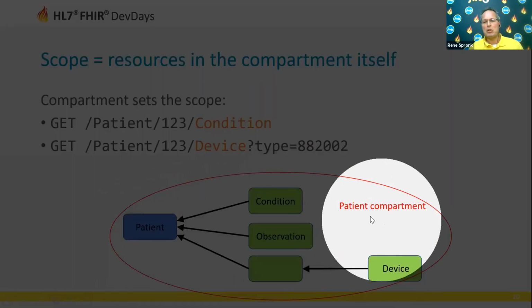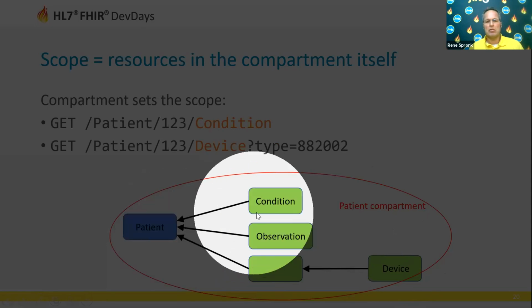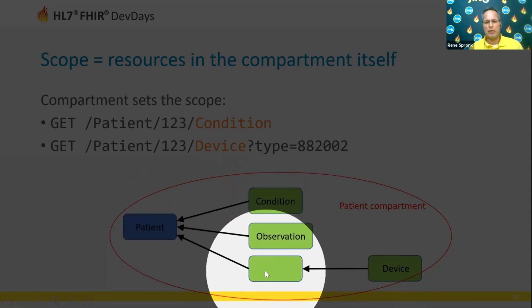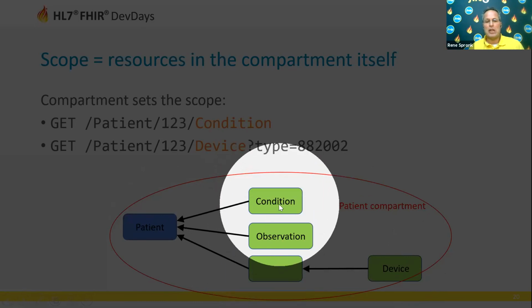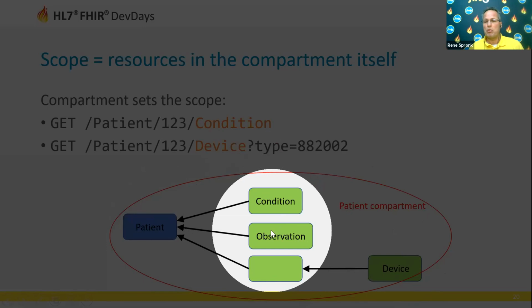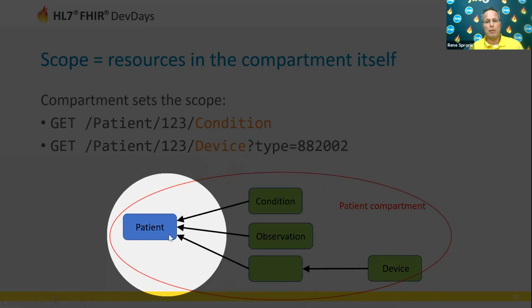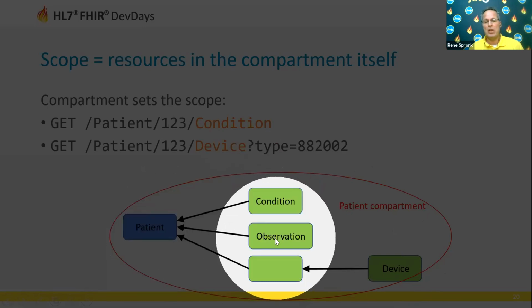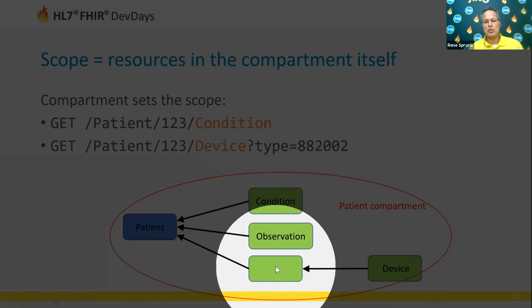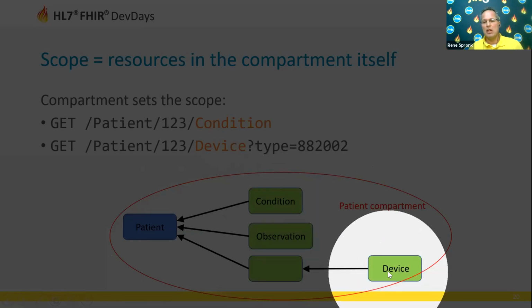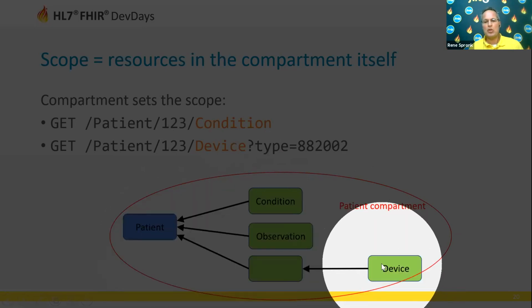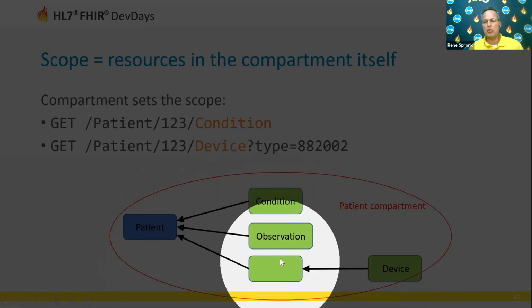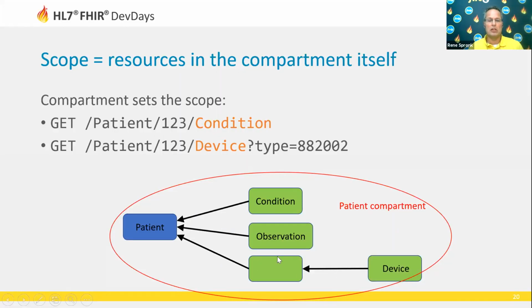If this is my patient compartment, so the patient has conditions and observations and some other things, then yes, this can be easily done because there is a reference there. So I can just use my normal search with parameter chaining and get hold of the patient and the conditions, for example. But let's say I have a device, but the device does not have a direct reference to the patient.